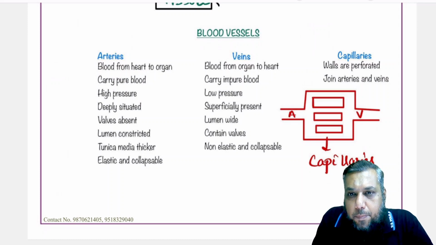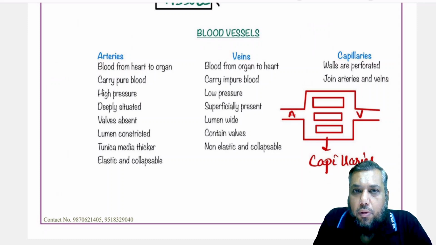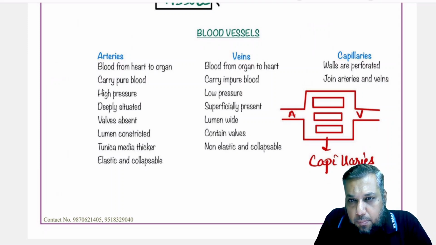Whereas the veins carry the blood from the organs towards the heart. All the veins carry the blood from organs towards the heart. Okay, and if the vein does not carry the blood from the organ to the heart, but carries it from organ to organ, then it is called a portal vein. The veins carry deoxygenated blood under low pressure.